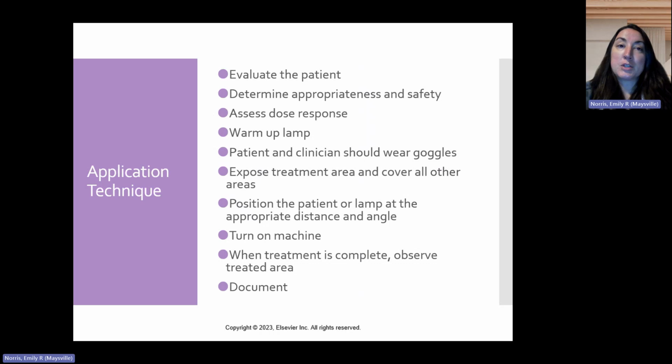What do you do when you use this with a patient? Once you've figured out that minimal dose, you, of course, determine if it's safe and appropriate before you even do that part. But you warm up the lamp, you put your goggles on, you expose the area that's to be treated and cover all other skin that's exposed. You position the patient and the lamp at the appropriate distance and appropriate angles. You remember you want the lamp perpendicular to the patient's skin. Then you turn the machine on. Then you observe the treatment area and document their response and all the parameters.